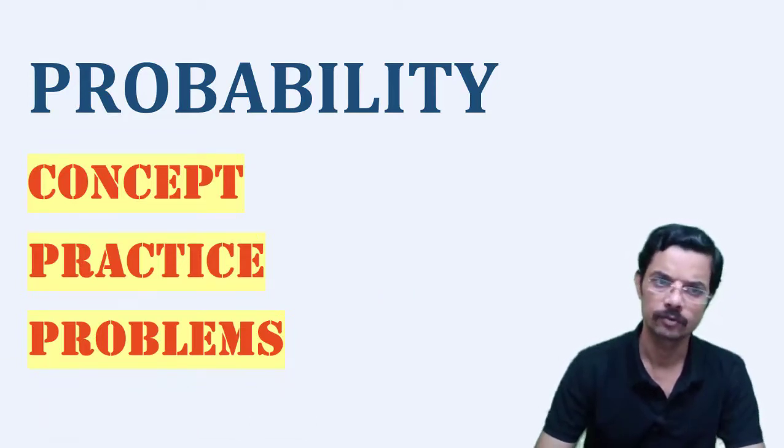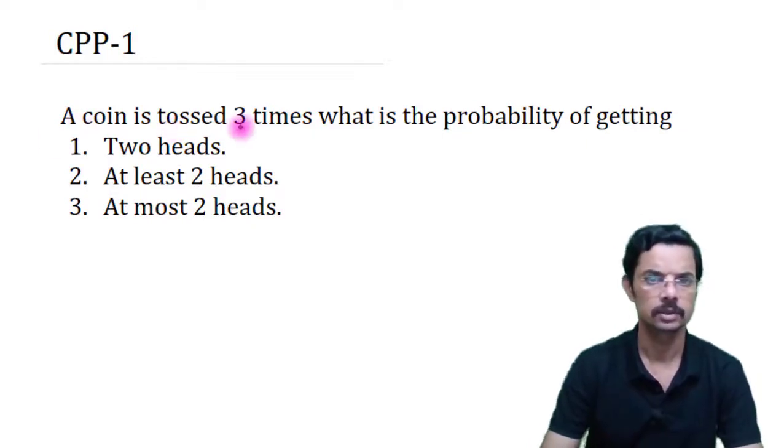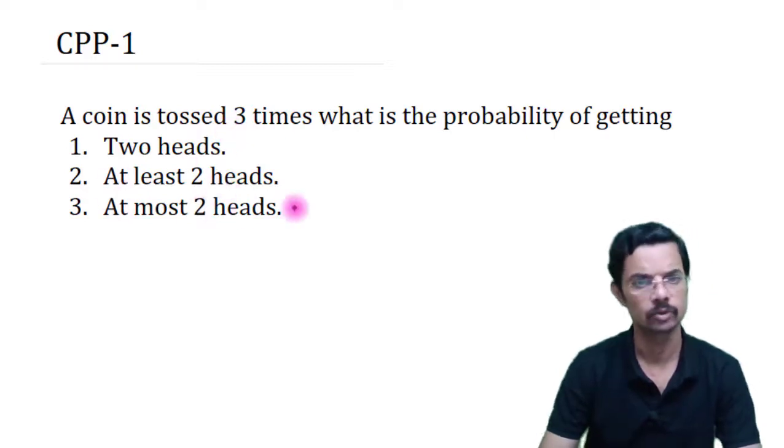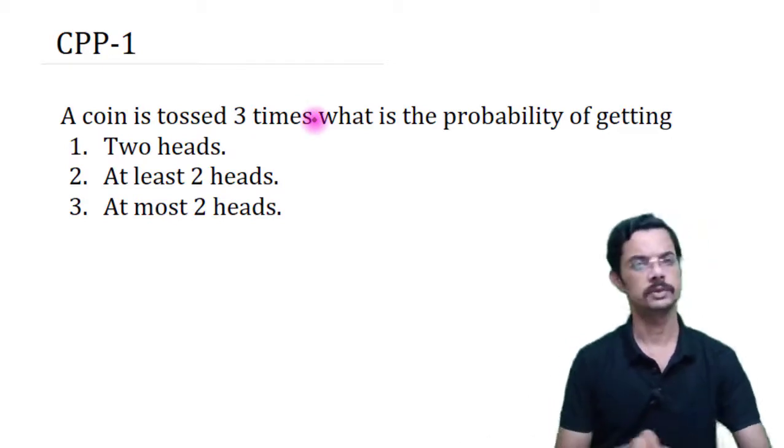So let us look into the first problem. The first problem is: a coin is tossed 3 times. What is the probability of getting 2 heads, at least 2 heads, and at the most 2 heads? Okay, so let us try to understand how to solve this kind of problem.